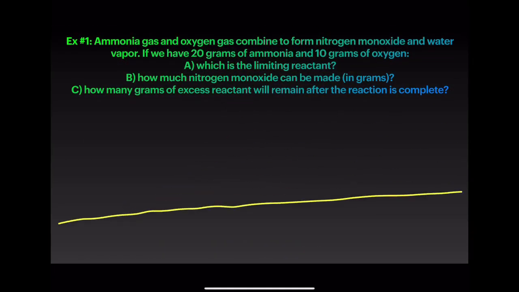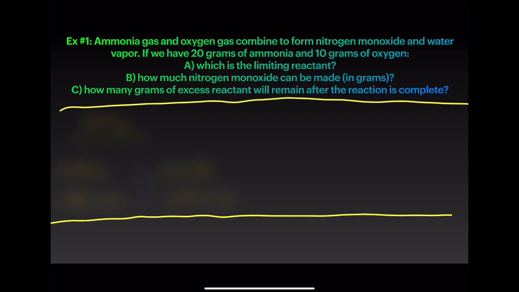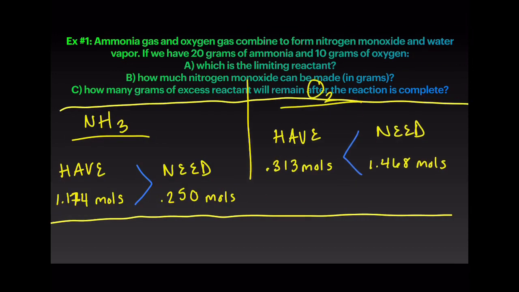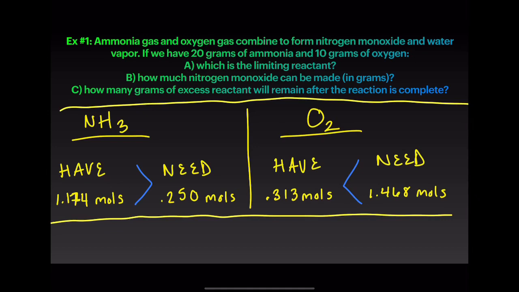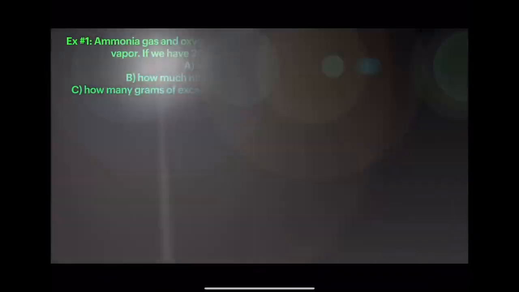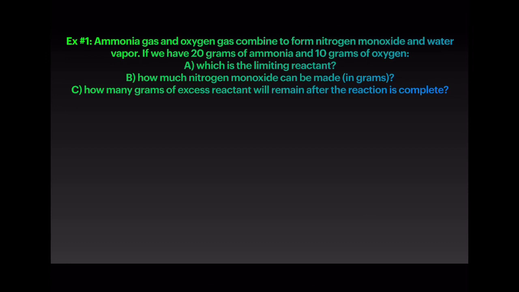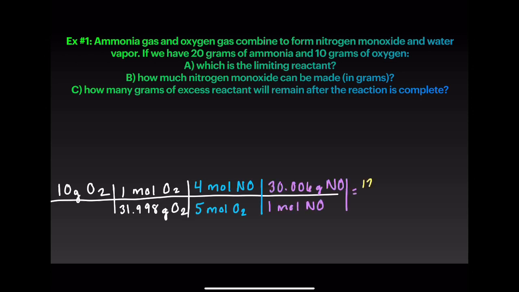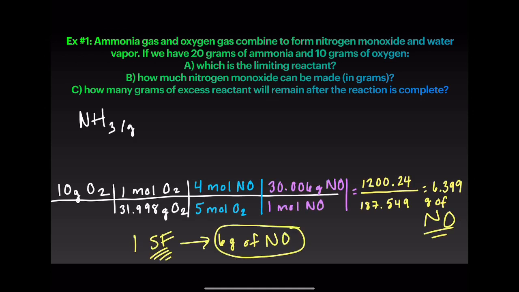So now we're going to look at our have and our need numbers, and we're going to figure out letter A, which one's the limiting reactant. So just now I figured out I have 1.174 moles of ammonia, but I need 0.250. That means I've got plenty and I'm not going to run out, which means I am going to run out of oxygen. I only have 0.313, but I need way more than that. So oxygen is going to be the limiting reactant. And that means when I do my calculations, I'm going to use the numbers for oxygen to do my stoichiometry.